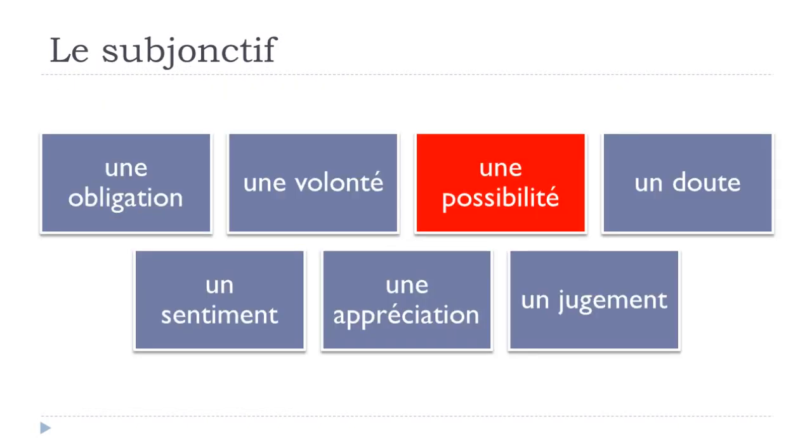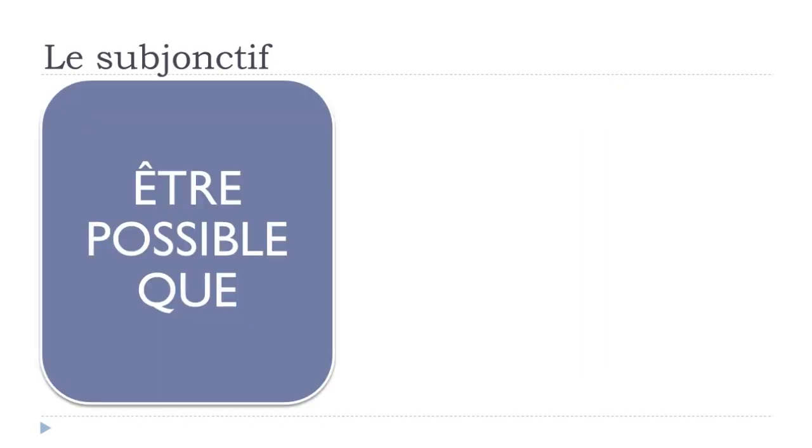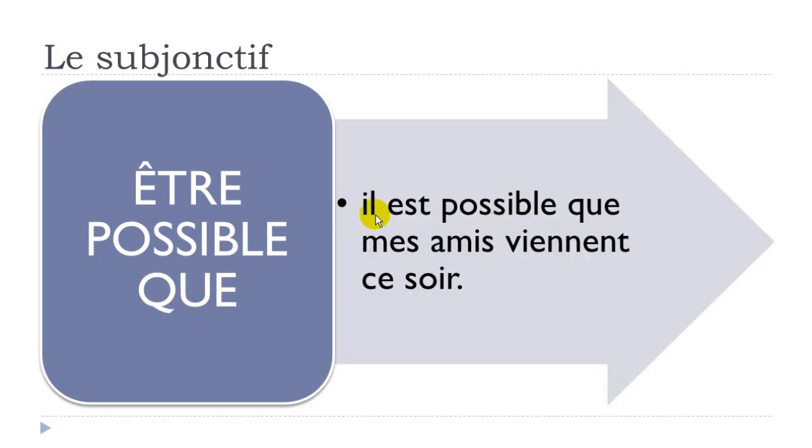So, une possibilité, possibility, so let's see what we've got. The structure could be être possible que, okay, to be possible. Donc, être possible, and then que, as usual, remember. So, for instance, il est possible que mes amis viennent ce soir. Okay? Il est possible que could be translated as, it is possible that, okay? Mes amis, my friends, and then venir, to come, this form here is the subjunctive form, ce soir, tonight. So in that case, you should put your verb at the subjunctive.